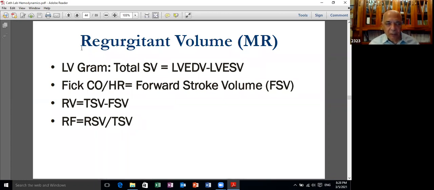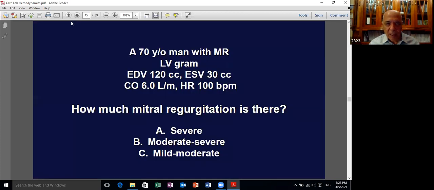If you get a left ventriculogram, you can calculate the total stroke volume of the left ventricle: the left ventricular end diastolic minus the left ventricular end systolic volume. If you want the forward stroke volume, you use the Fick principle. To calculate the regurgitant volume, you subtract the forward stroke volume from the total stroke volume. To calculate the regurgitant fraction, you divide the regurgitant volume, not stroke volume, by the total stroke volume. So this satisfies the requirements of the guidelines.